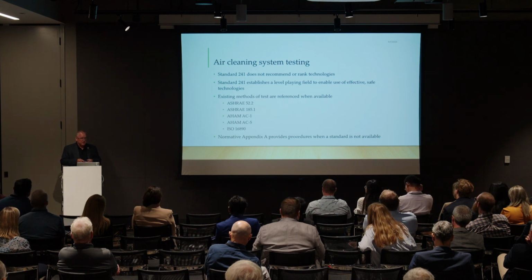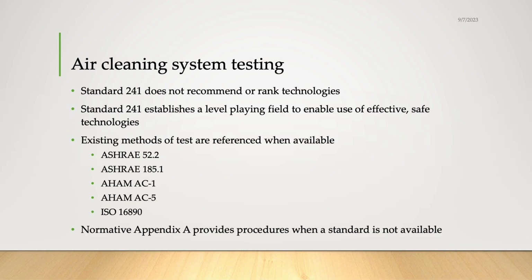And some of the standards that are referenced in this part are listed here. Standard 52.2 of ASHRAE, which is for fibrous filters. 185.1 is a UV test standard. AHAM AC1 and AC5 are portable air cleaner standards. And there's ISO 16890, which is an equivalent of 52.2. We had to write a big normative appendix because 241's development sort of blew past a number of air cleaner test standards in development, like 185.3, and they weren't ready yet.